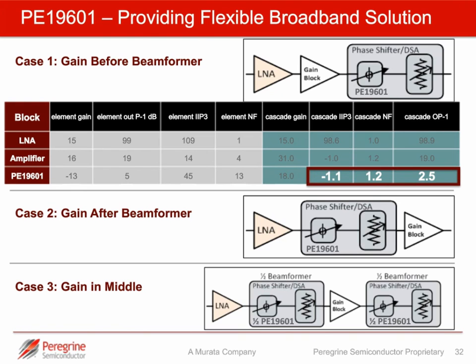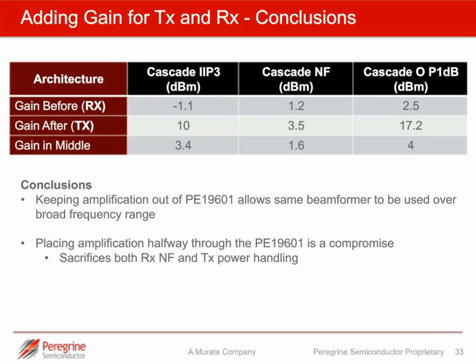So the summary of the results shows that, as you would expect, putting the gain before the beamforming block, so before the block that has loss, gives the best noise figure. It gives a modest output P1dB. Putting the gain after the beamformer, we sacrifice some noise figure, but we get a superior P1dB. The gain in the middle, as we can see, is a compromise. We don't get the optimum solution.